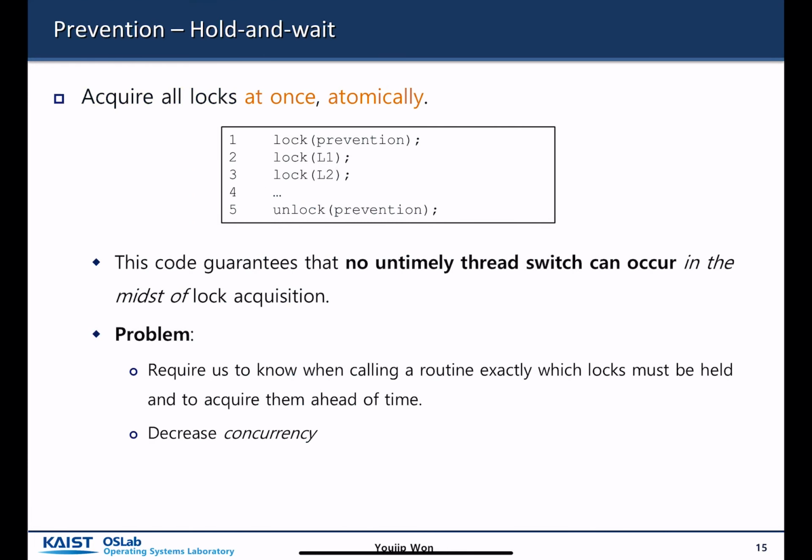The second one is deadlock prevention. The second approach to preventing deadlock is to avoid hold and wait. Deadlock occurs when you require multiple resources, and you already have some of the resources you want to acquire and you are waiting for the rest of the resources to be allocated. One approach to avoid the hold and wait situation is to acquire all locks at once, atomically.